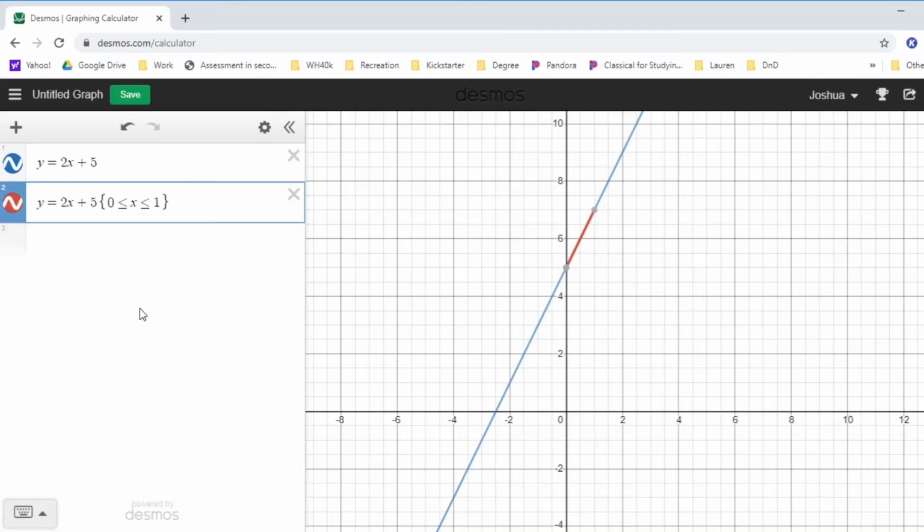Hello everyone. Today I'm going to show you how to include domain restrictions in your graphing. Let's get started. Alright, so here you can see I have graphed this line in blue.